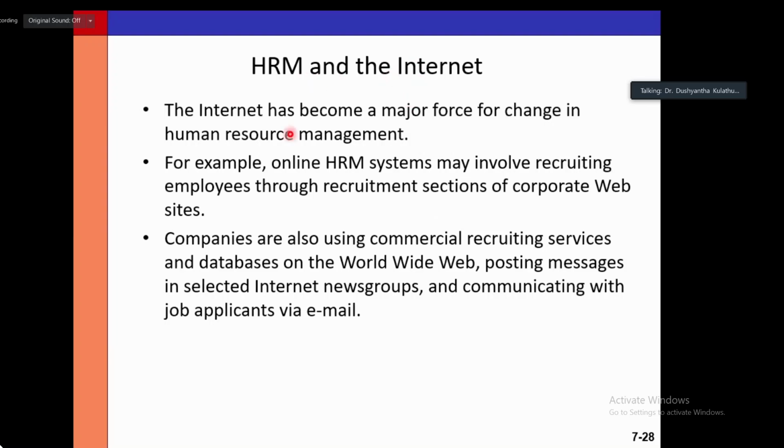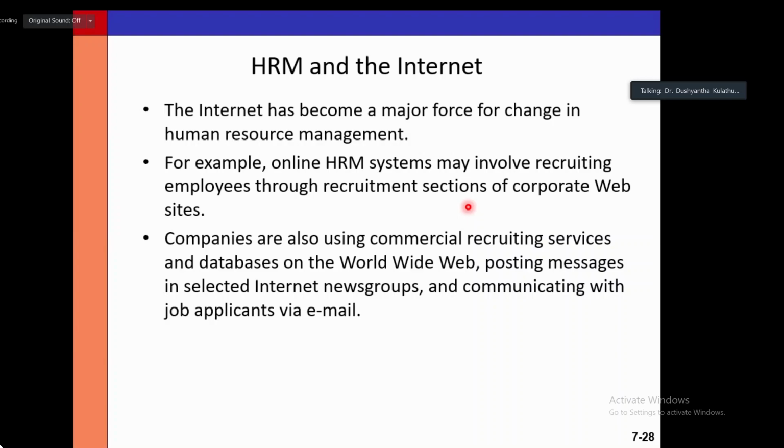The internet has become a major force for change in human resource management. So human resource management has been changed or forced to change with the internet and with the connections to the internet. For example, online human resource management systems may involve recruiting employees through recruitment sections of corporate websites. Now, traditionally, recruitment would have taken place in a particular manner where you first publish an advertisement in a newspaper mostly, and then call for applications, evaluate them, call for interviews, and so on.